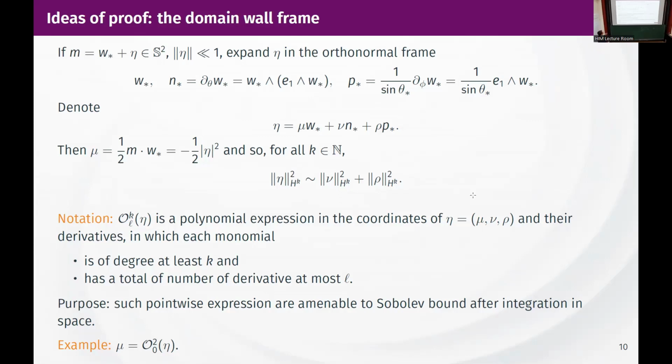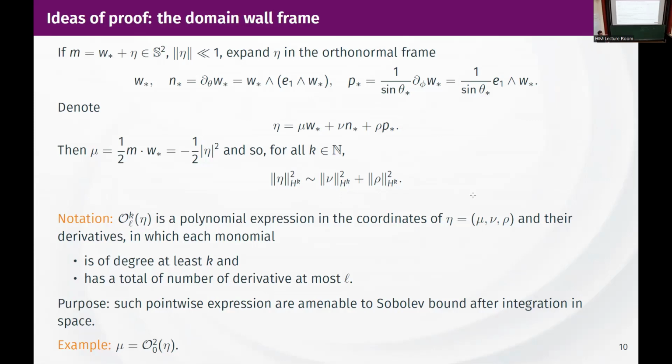So W star, N star, which is explicitly like this, the derivative in the theta direction when you write it in spherical coordinates, and P, which is the derivative in the phi direction. We normalized. So you assume that you have a small eta, so that your magnetization is the sum of the domain wall plus this eta, which depends on x. And what you see, and this is not too surprising, but it's crucial actually, the W star component mu is quadratic.